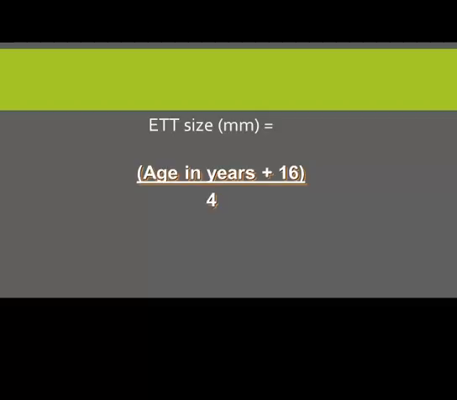Remember this little formula to determine ET tube size: age in years plus 16, divided by 4. So if I've got a 4-year-old child, 4 plus 16 is 20, divided by 4. That child needs a size 5. Now, one of the things we know about a pediatric ET tube, the smaller sizes, is that they do not have what? The cuff. Why?